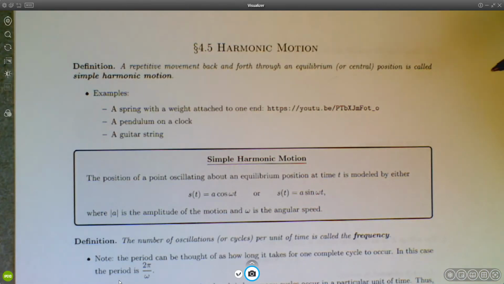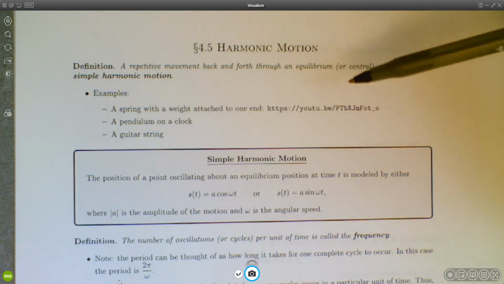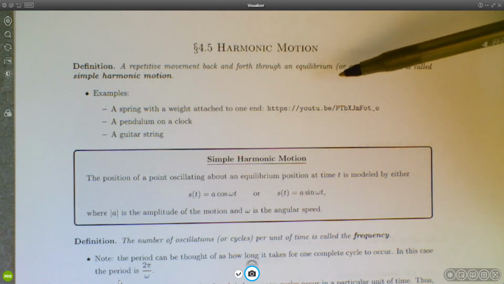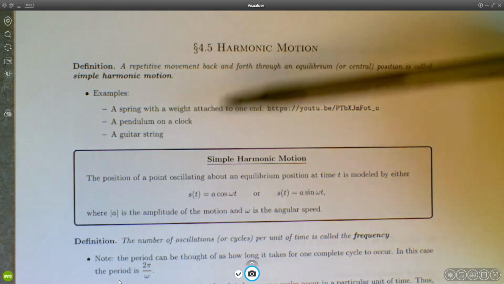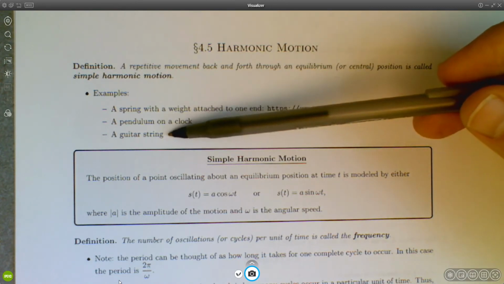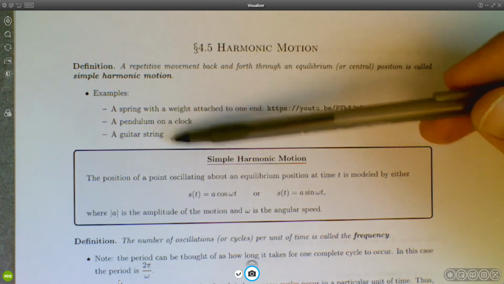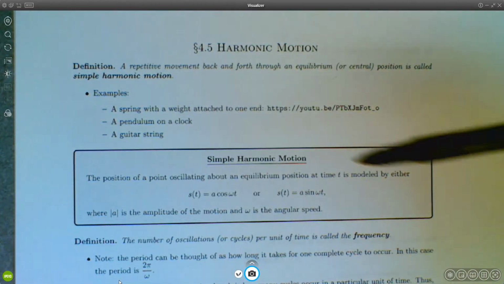So it makes sense that we would be talking about harmonic motion in conjunction with graphs of trig functions, and in particular graphs of the sine and cosine functions. Anyway, other examples of harmonic motion would be a pendulum on a clock, or the vibration of strings, like on a guitar string, right? So all these things involve simple harmonic motion.